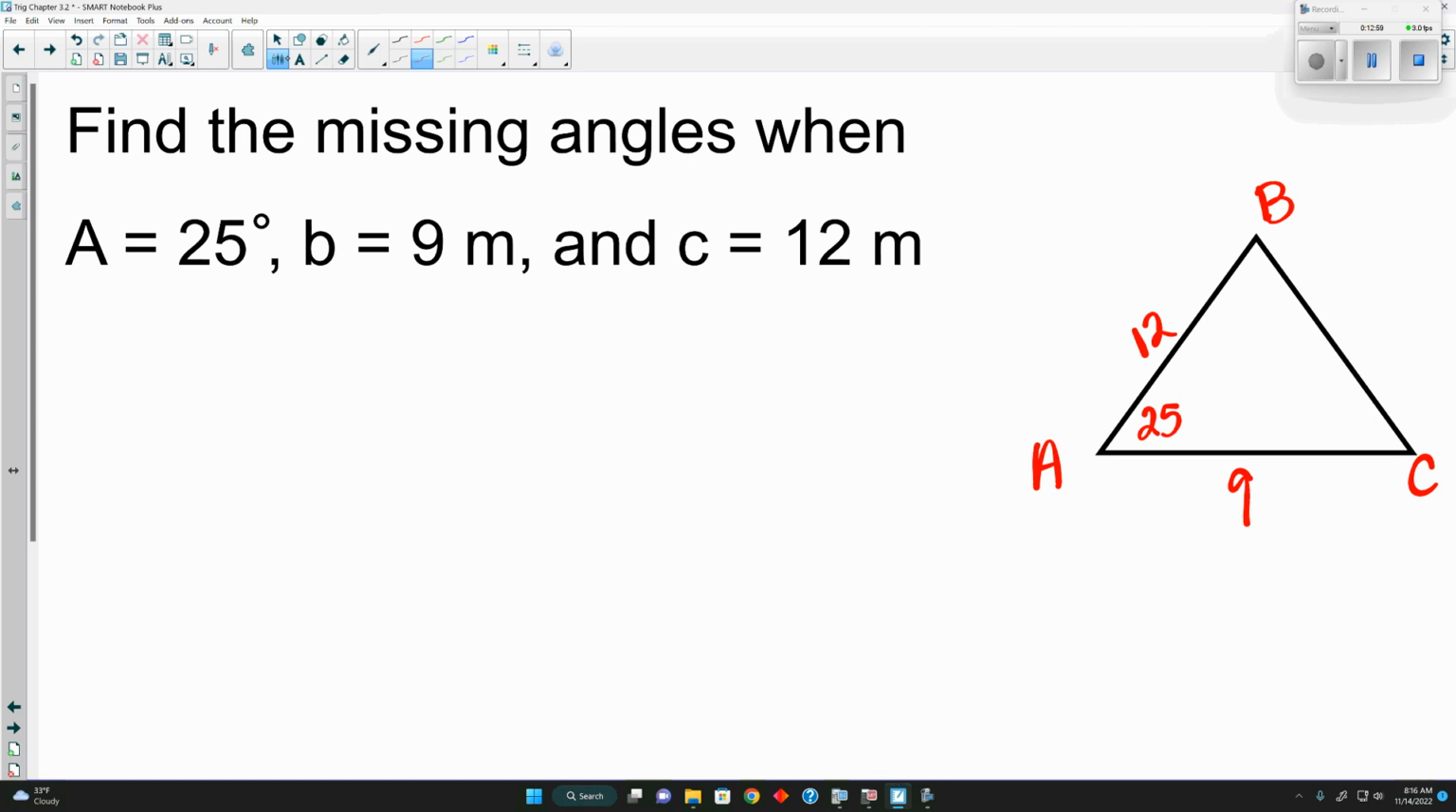But we can solve this with law of cosines. And the only side that's missing is A. So we can say A squared is equal to B squared plus C squared minus 2BC cosine of A.